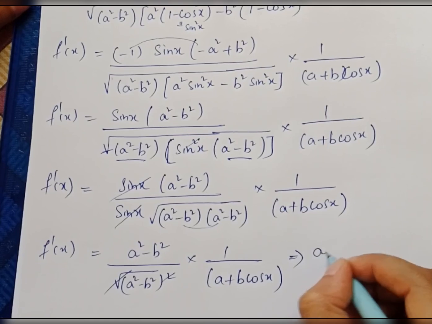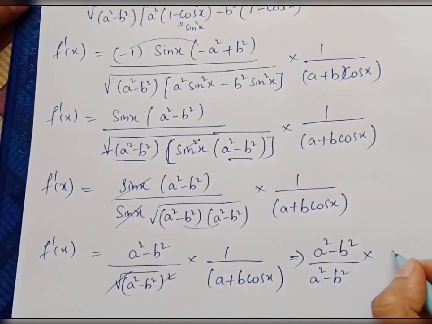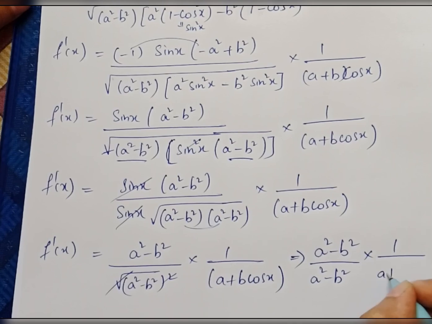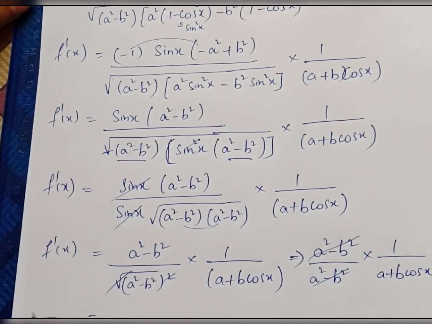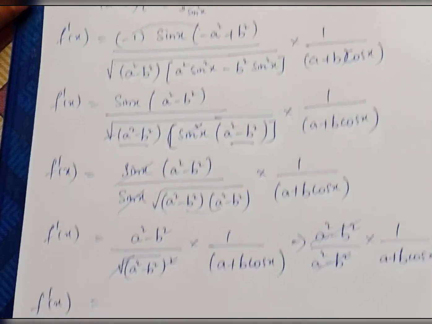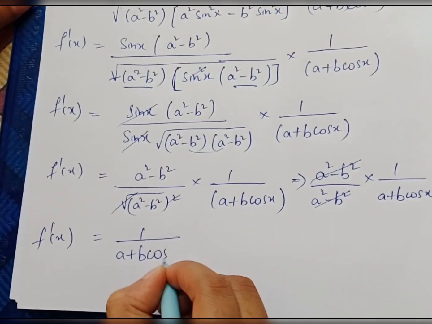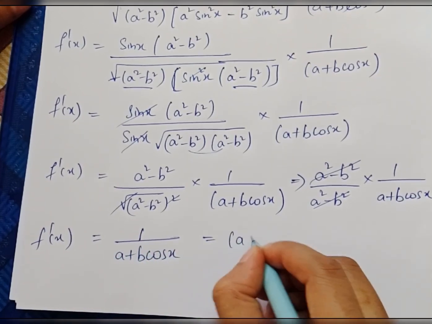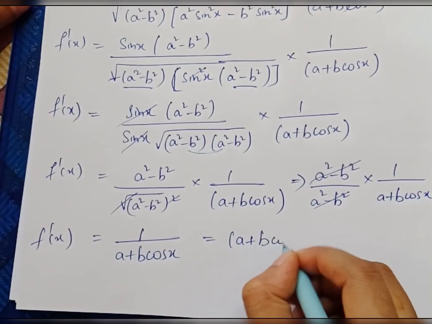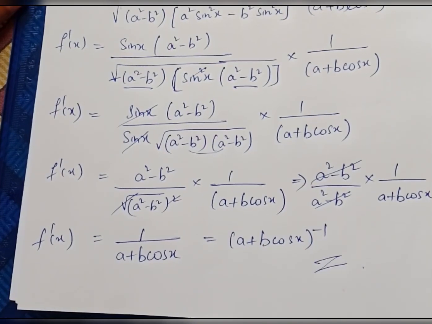So we are left with a square minus b square by a square minus b square into 1 by a plus b cos x. The same terms get cancelled. So f dash of x is equal to 1 by a plus b cos x. So we can write it as (a plus b cos x) inverse, which is the derivative of the given function.